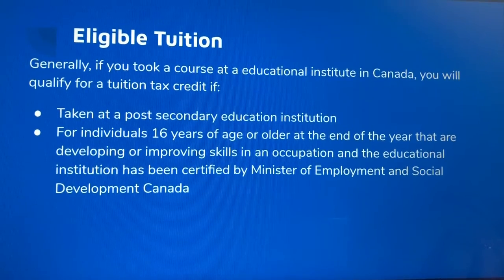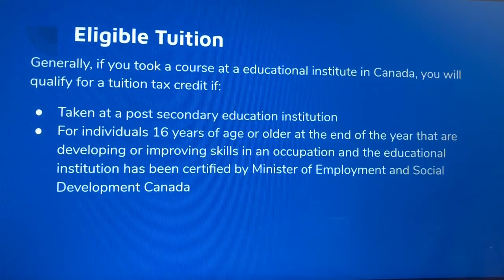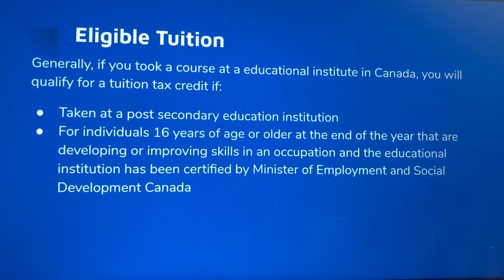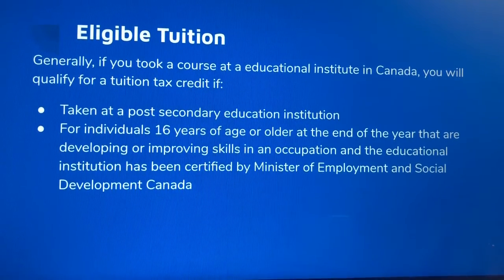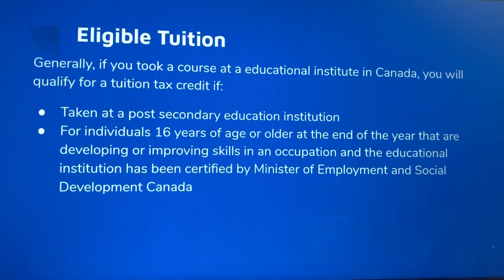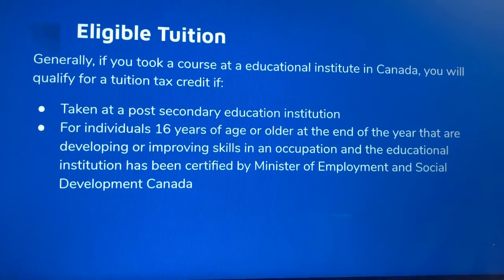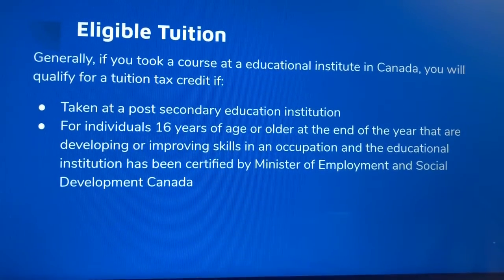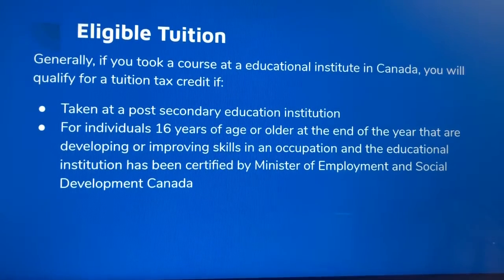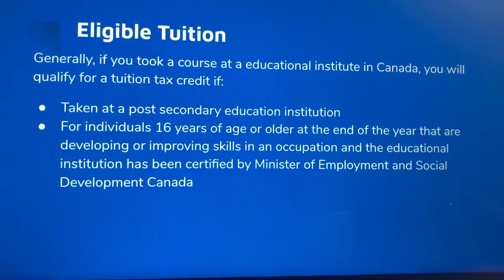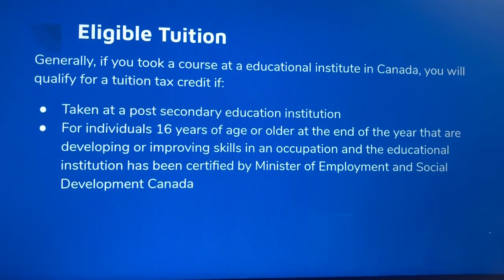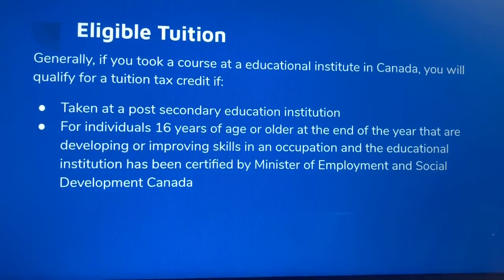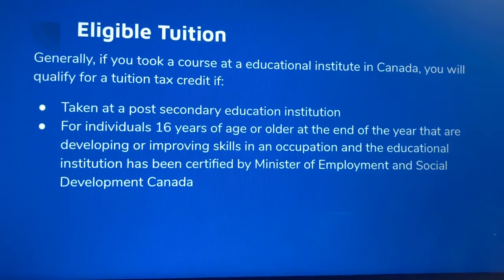Eligible tuition. Generally, if you took a course at an educational institution in Canada, you will qualify for a tuition tax credit if taken at a post-secondary educational institution, for individuals 16 years of age or older at the end of the year that are developing or improving skills in an occupation, and the educational institution has been certified by the Minister of Employment and Social Development Canada.